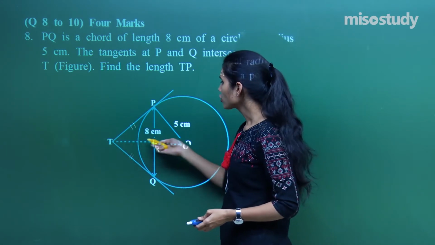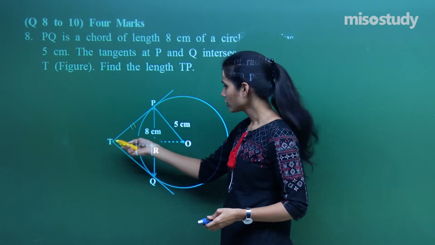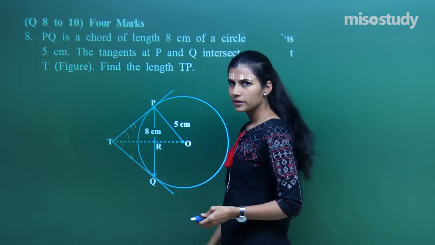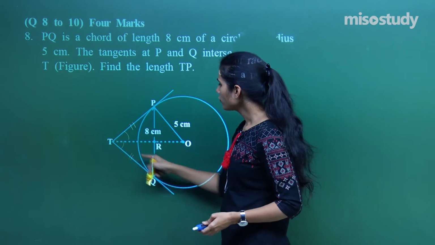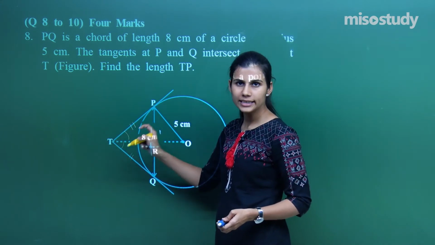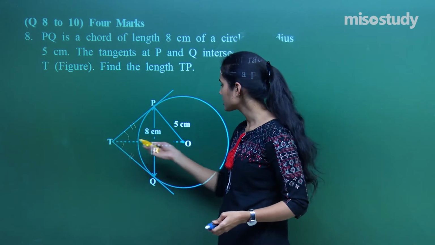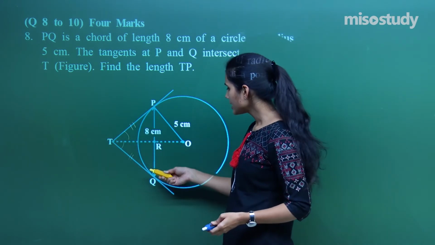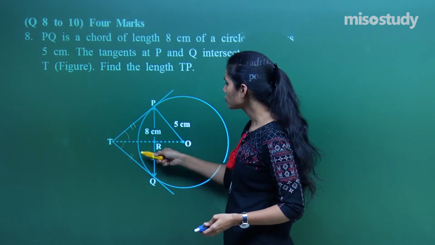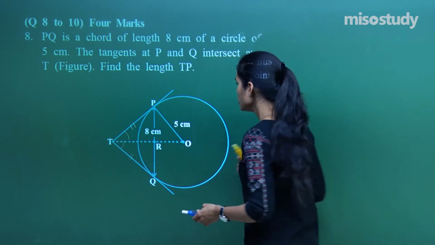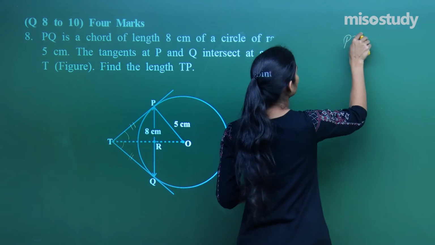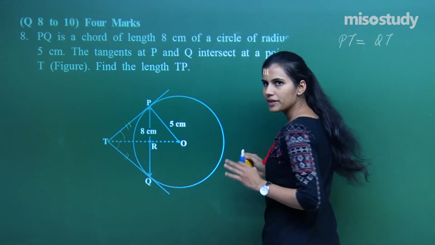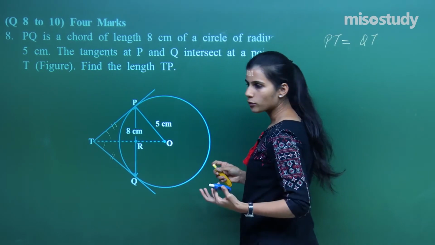TP is common to both the triangles, and if you remember this theorem, that when two tangents are drawn from an external point, they are equally inclined with the line segment joining the external point with the center. So this angle is also the same as this angle, which says that by SAS congruence rule, these two triangles are congruent. So what do I say? I am saying PT is the same as QT, because the lengths of tangents drawn from an external point to the circle are equal in length.